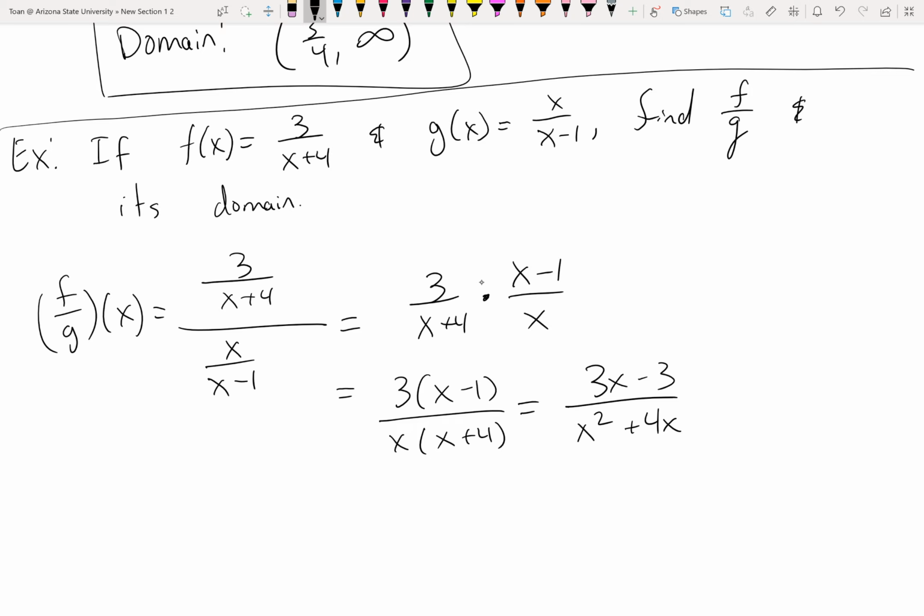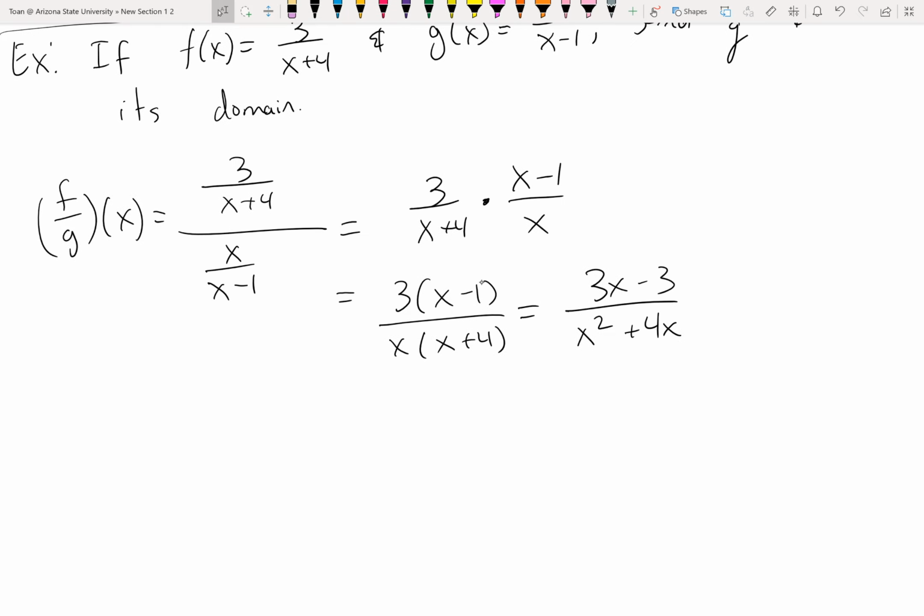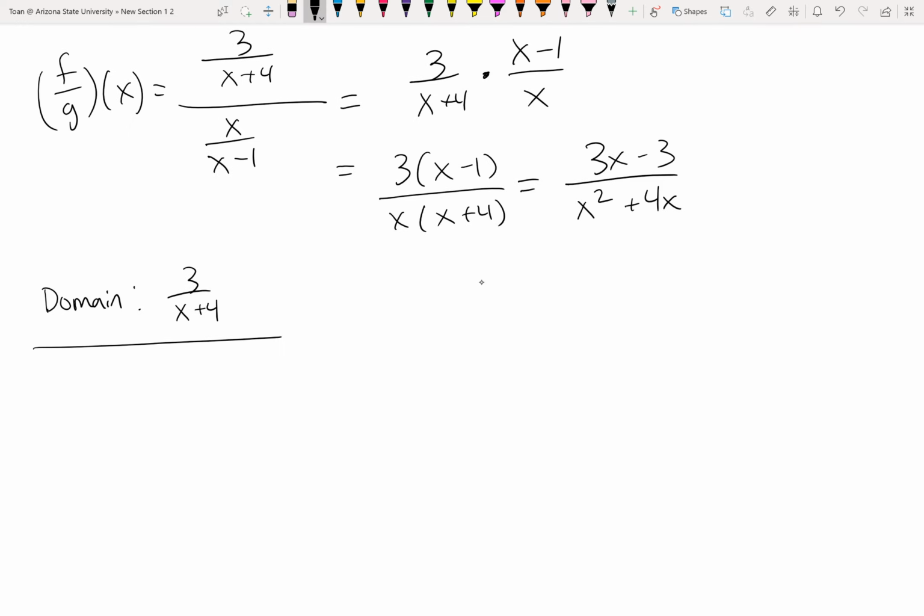Now we need to find the domains. So to find the domains, again, you got to find the domains separately and then take the overlap. So let's find the domain of f, which was 3 over x plus 4. So ask yourself those 2 questions. Do we have any dividing going on? Yes. Do we have any radicals going on? No. So we only have to focus on the dividing. And we need to prevent dividing by 0. So I'm going to set the denominator not equal to 0, and then you solve. That should be easy. X does not equal -4.